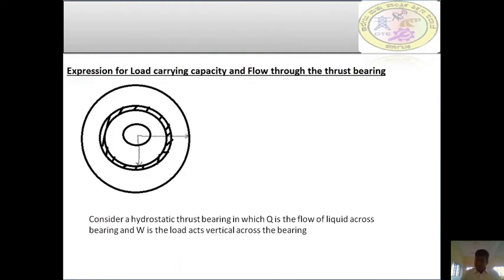The expression for the load carrying capacity and flow through the thrust bearing. The figure shows the hydrostatic thrust bearing, in which the larger radius is R naught and the inner radius of the ring is called Ri. Q is the flow of a lubricant across the bearing, and W is the load acting vertically across the bearing as well as the journal.